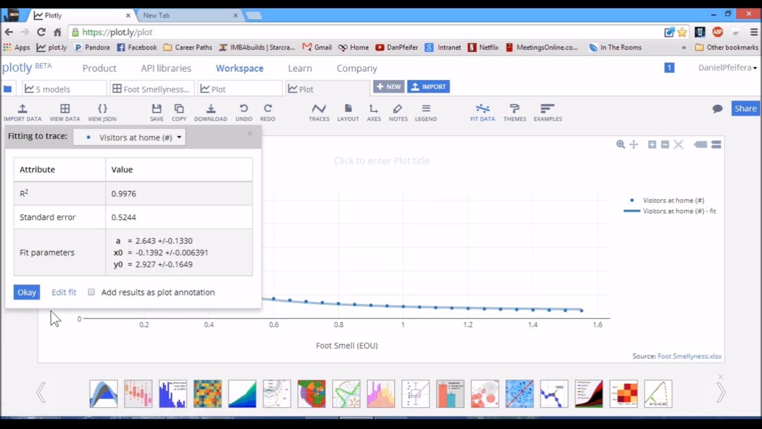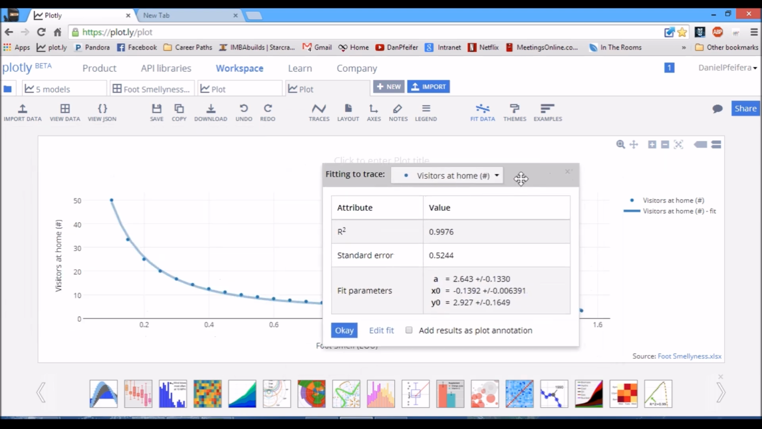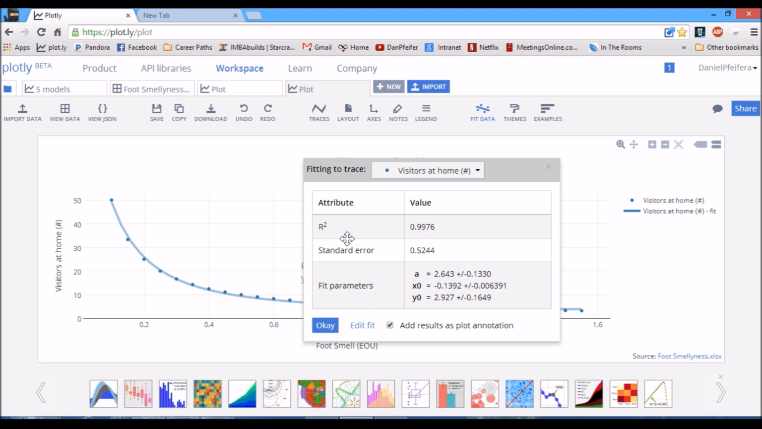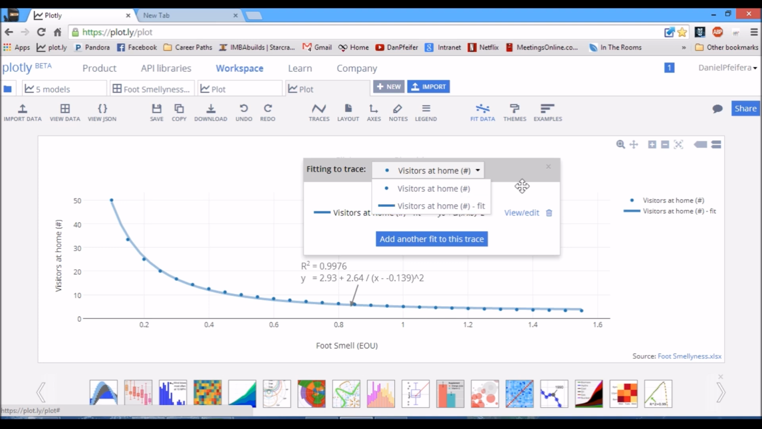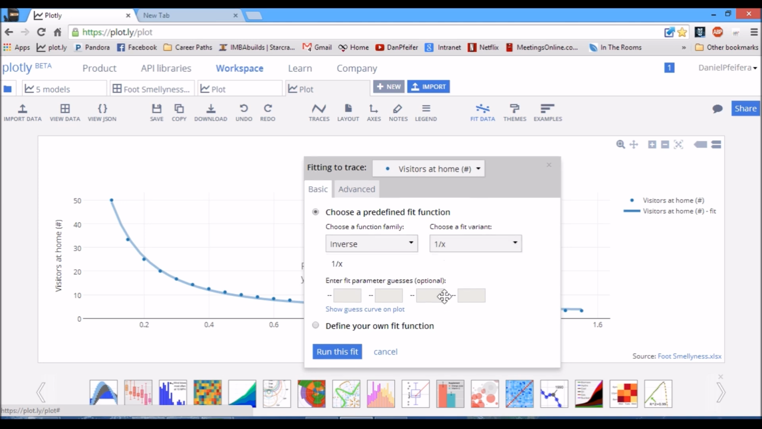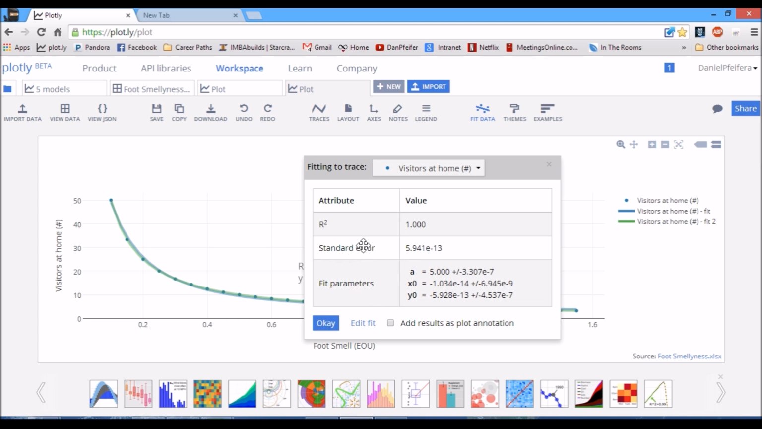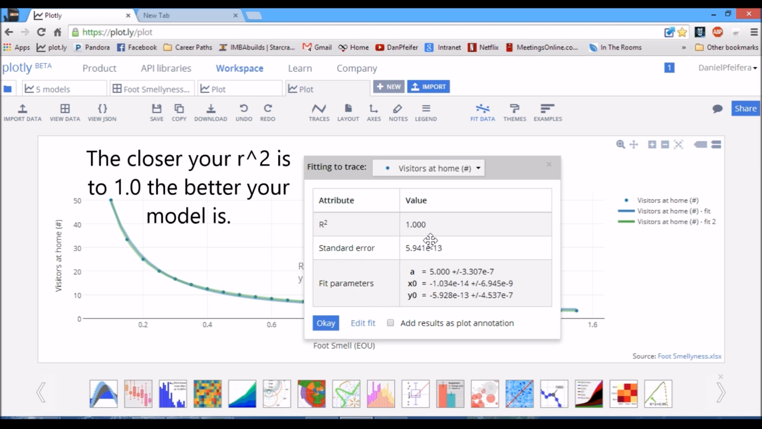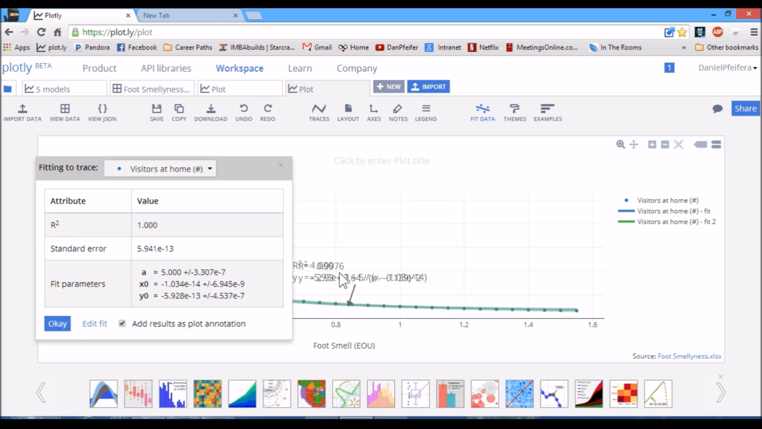So I'm going to run this fit, and I get a pretty decent value, 0.99. So let's go ahead and add that, 0.9976. Now let's take a look at what if I add another fit, an inverse function. And I run the fit, and I get an r squared value of 1.00. Perfect. So in this case, I'm going to say that the inverse function is a better model than the inverse squared function.